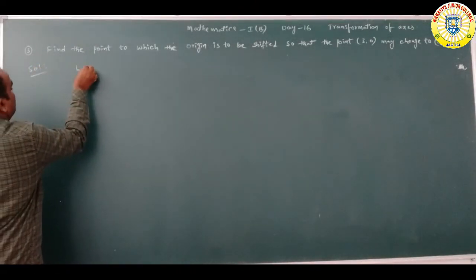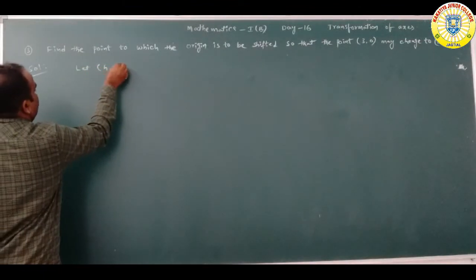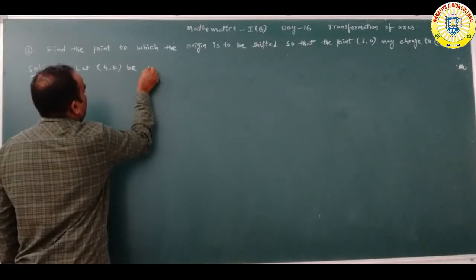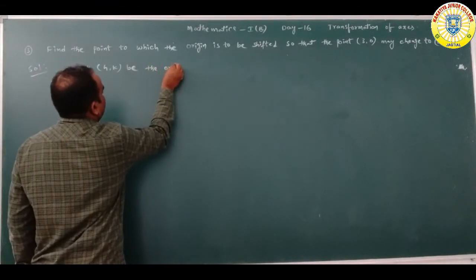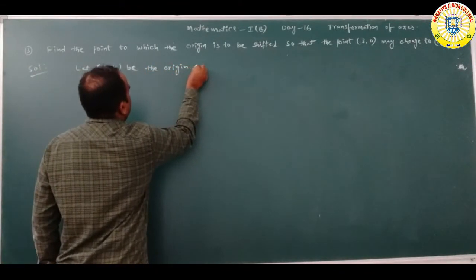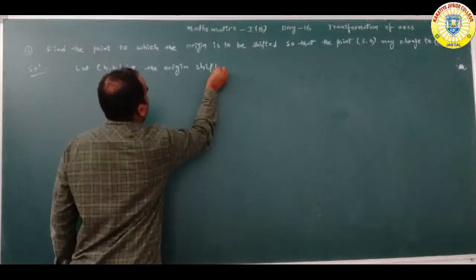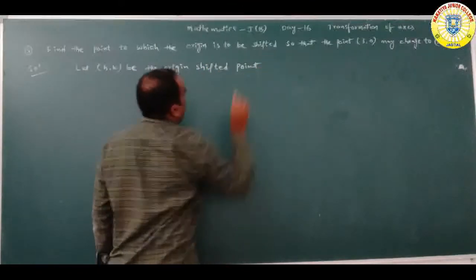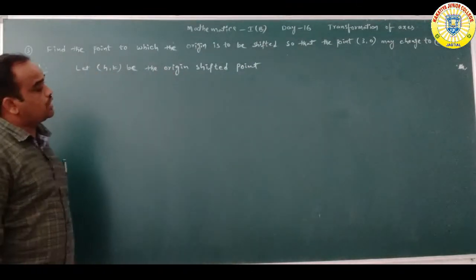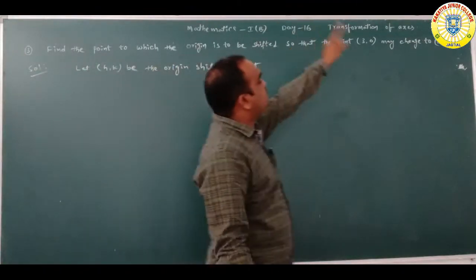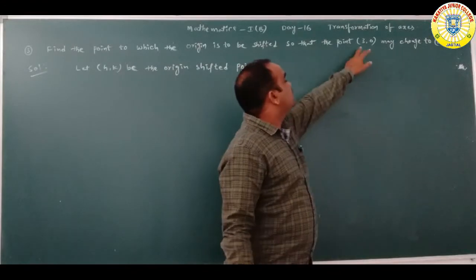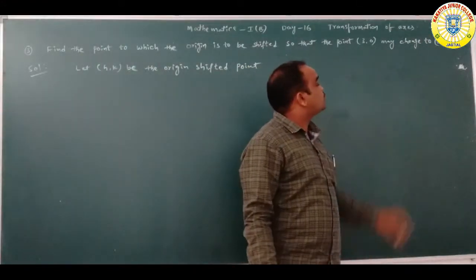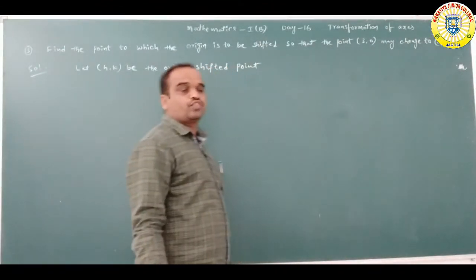Let h, k be the origin shifted point. Now we are finding the h comma k value. Here, the point 3 comma 0 changes to 2 comma minus 3, which means 3 comma 0 is the original coordinate, and 2 comma minus 3 is the transformed coordinate.